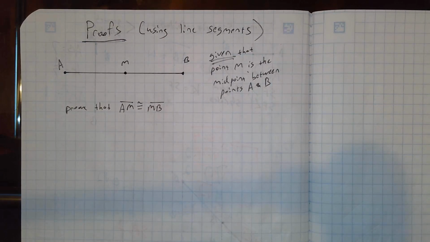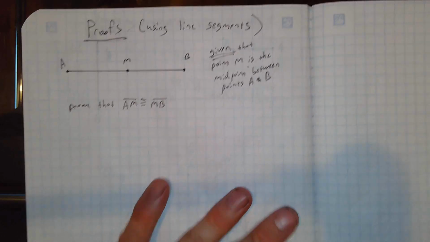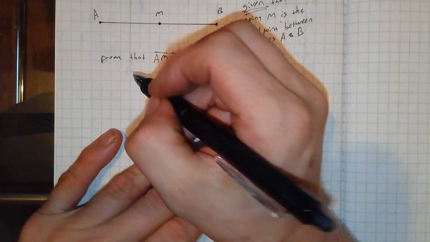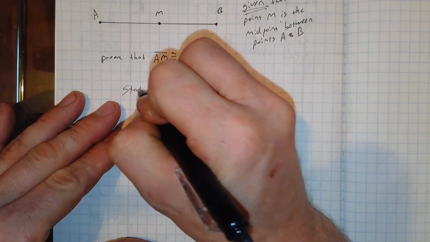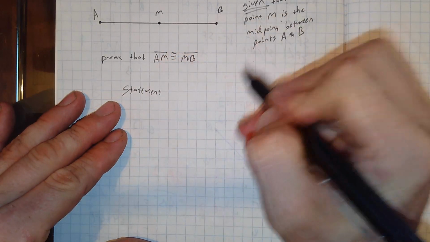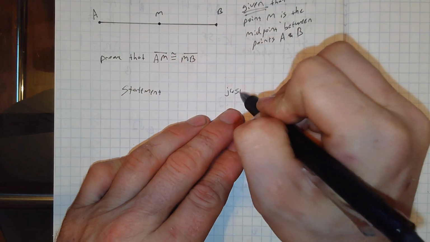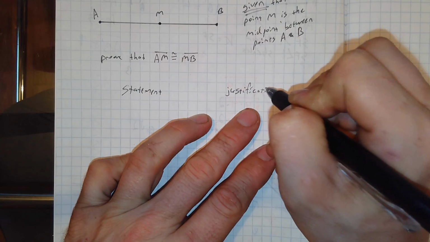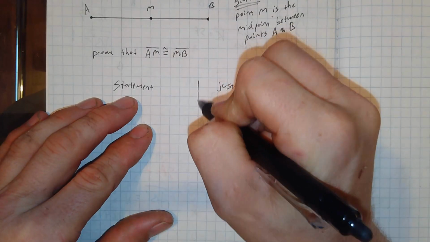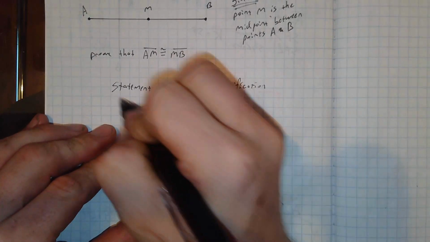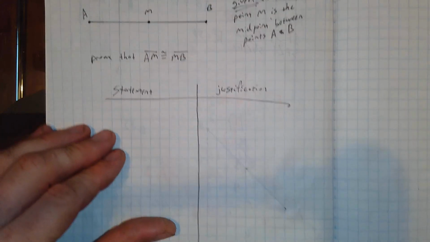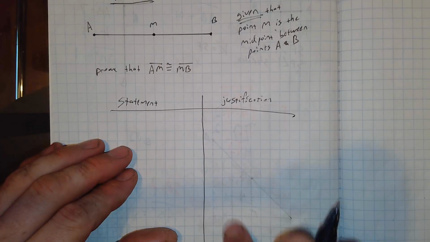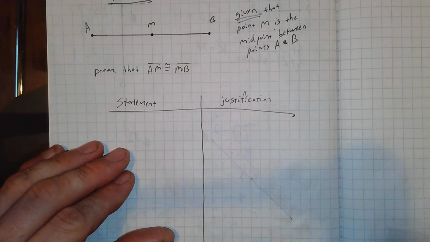Okay, so what we're going to do is we're going to set up a proof table. Okay, and a proof table has two columns, one statement, and then the justification for that statement. Okay, so this shows you the progression of your proof. And this is the reason why you can say whatever was put in here.